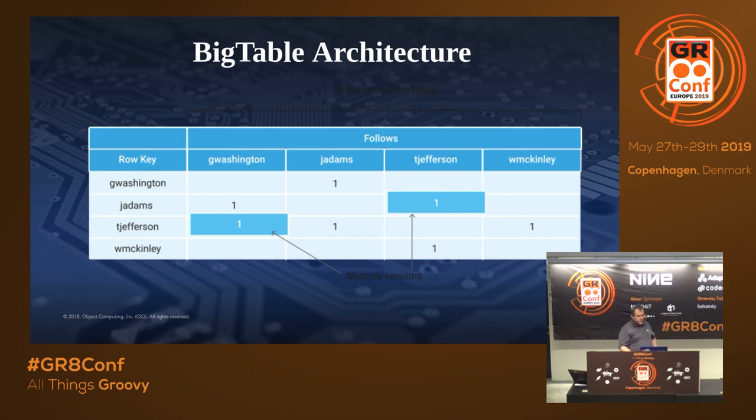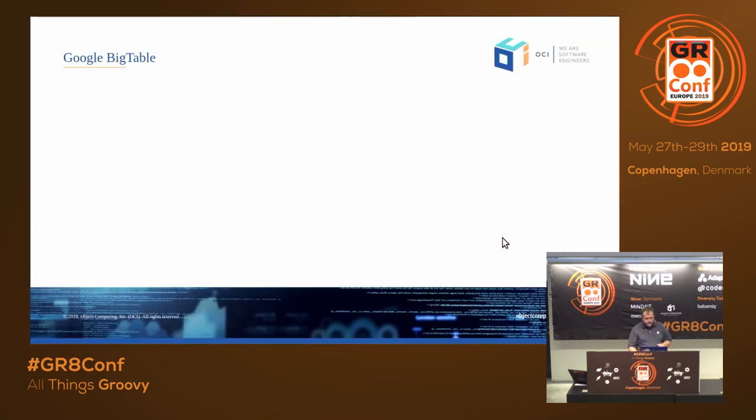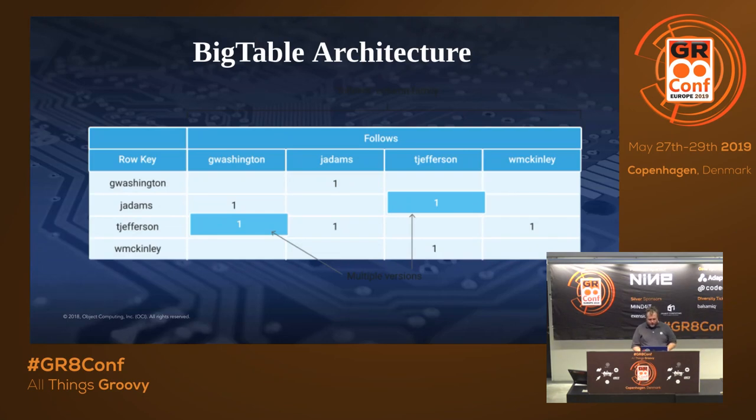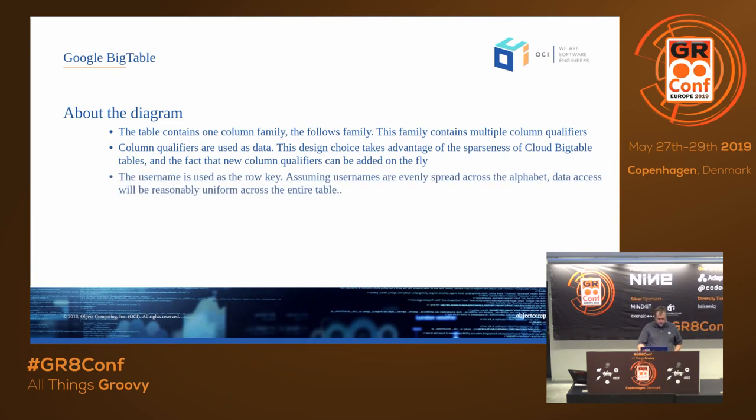So here's an example of what it kind of looks like when you're storing this data. Over here, I've got a row key of some presidents, and then we can say, oh, this person follows these other people. And so I could store a bit of data in there for each one of those. So each table contains one column family and follows the family. Family contains multiple column qualifiers. And column qualifiers are used as the data. So that's these numbers over here. And then the username is used as a row key. Usernames being those presidents' names. They're basically evenly spread across the alphabet, so the data access, when it's random, can be uniform.